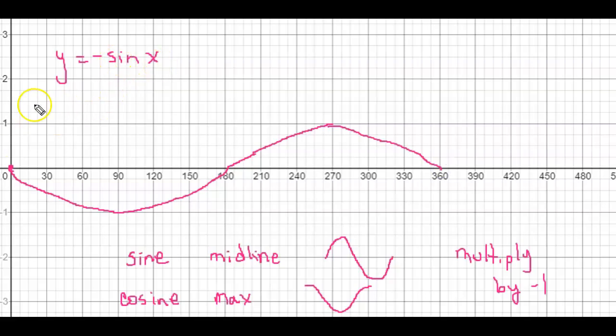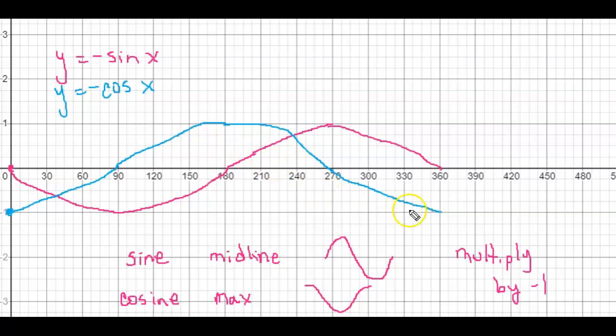If I wanted to do negative cosine, well, cosine normally starts at its maximum, but if I'm going to do the flip of it, that means it's going to start at its minimum. So it's going to start at the bottom when it's negative. And then again, when we go through, it would be back to the middle, up to its maximum, down to the middle, and back to its end.